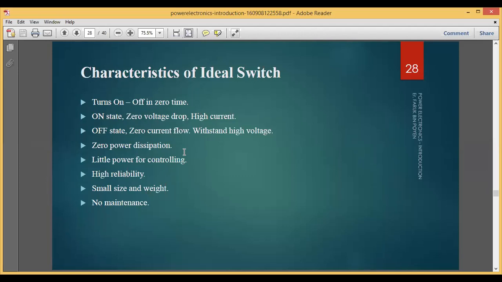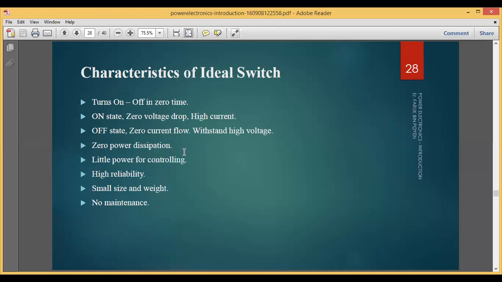But when it comes to power electronic devices, they are designed in such a way that when there is no flow of current, or no power being utilized, there will be no dissipation. Or simply call it zero power dissipation.